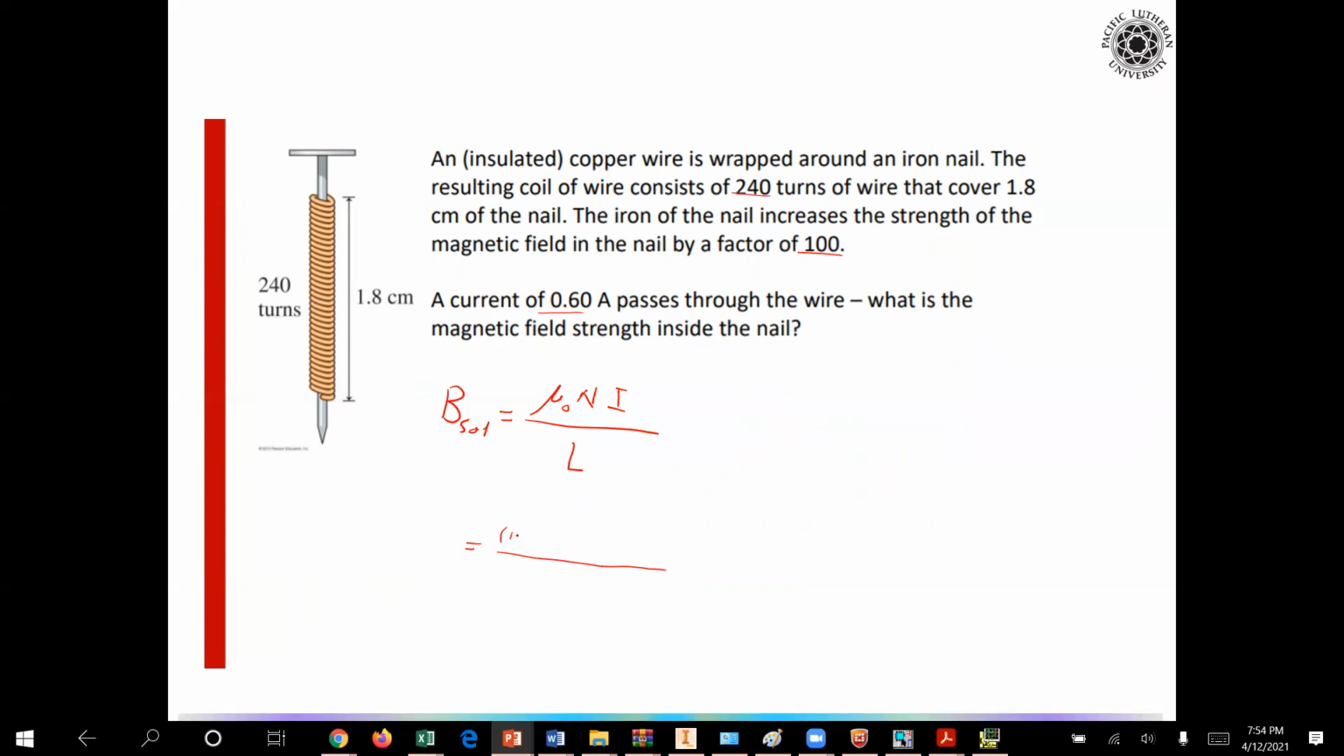Let's write down our numerical values in that case. Here mu 0 is 1.26 times 10 to the minus 6, with units of Tesla meter divided by amps, times N, which is 240 turns, times I, which is 0.6, divided by L. For L, 1.8 centimeters will be 0.018 meters.